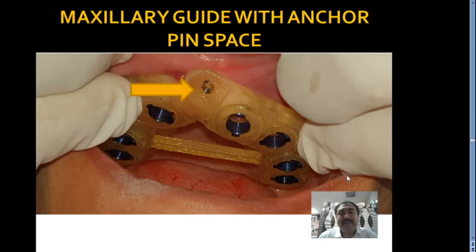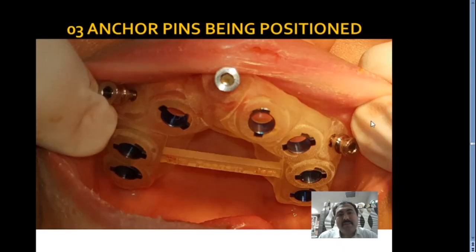So this is the maxillary guide. In the maxillary guide, it was a clear-cut protocol. Twin guide was not possible. There was hardly any tooth, so for this you will have to use your anchor pin space. These are the 3 anchor pins being positioned. This has already been planned and will be submitted to you beforehand. You will know which pin to be used to stabilize this guide.